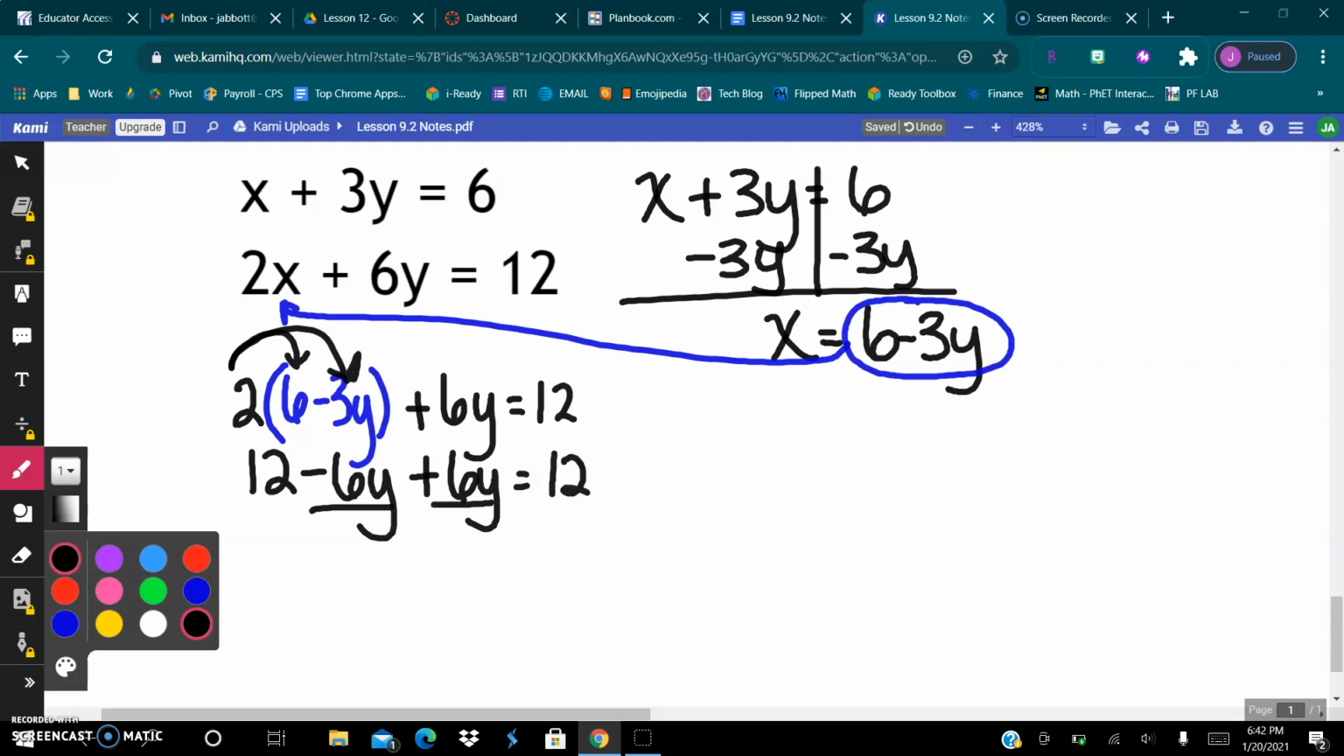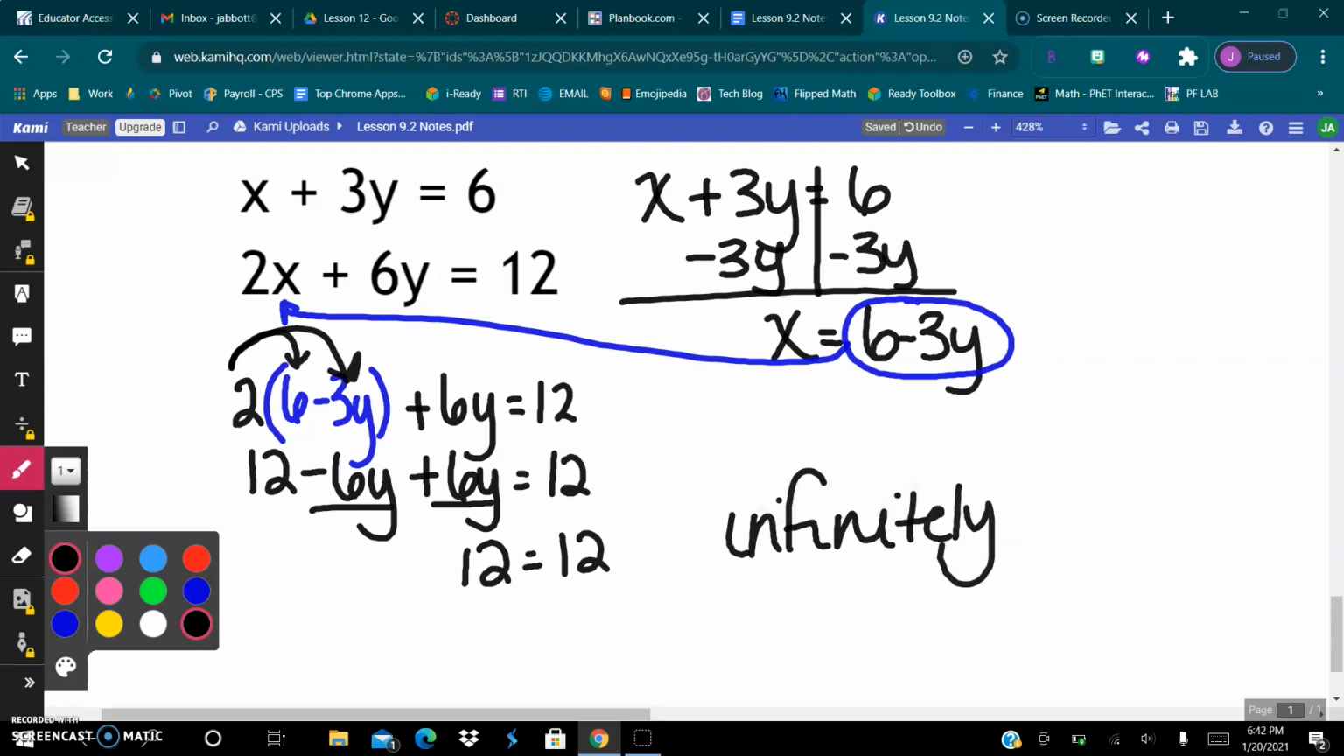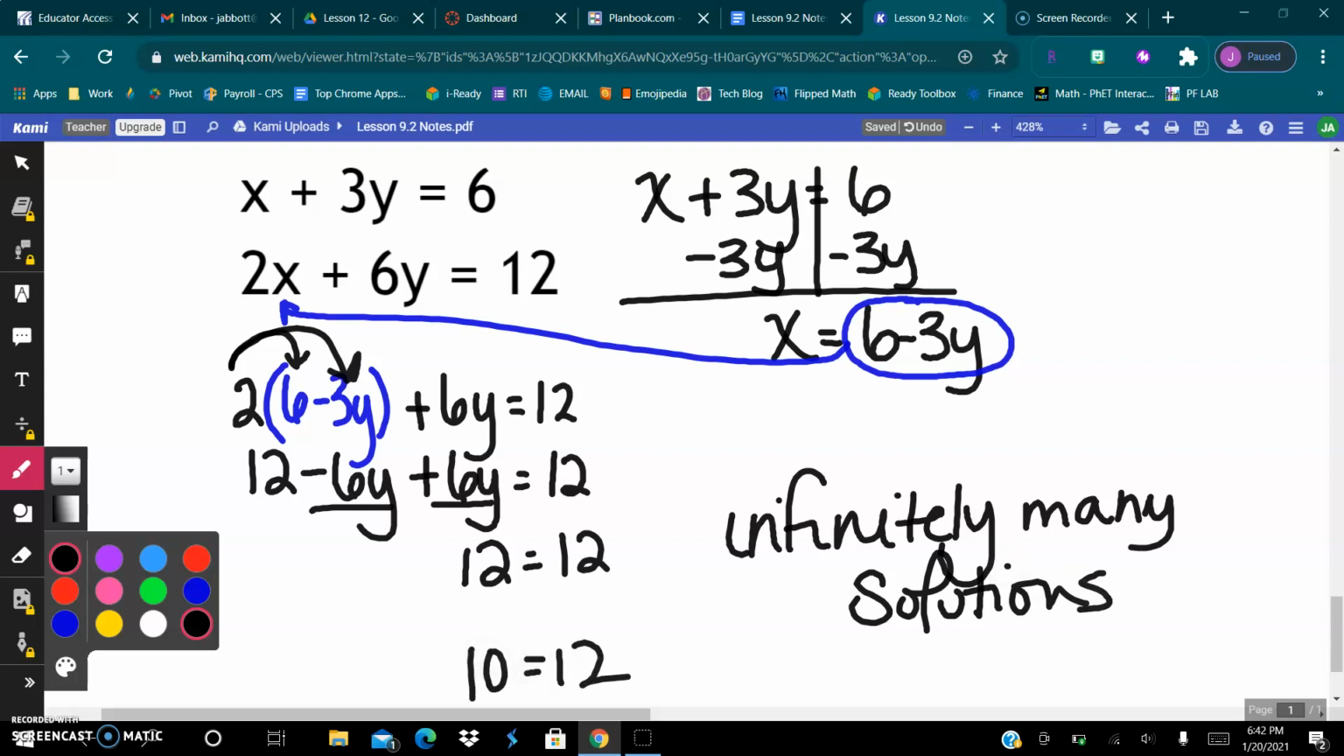Combine like terms. Negative 6y and positive 6y make 0. So we end up with 12 equals 12. That is a true statement. So this is infinitely many solutions. If we would have ended up with, let's say, 10 equals 12, that is not a true statement. So that would have been no solution. So that's the difference between those two. When the variables cancel out, then it's either infinitely many or no solutions.